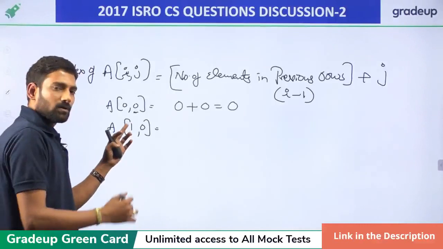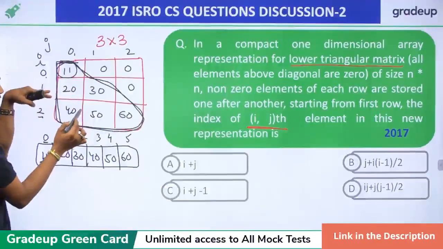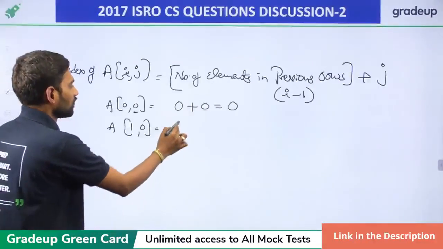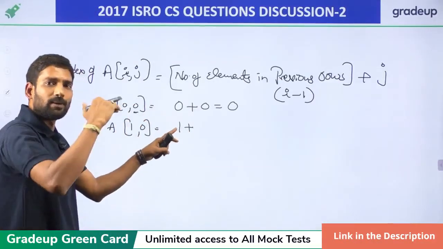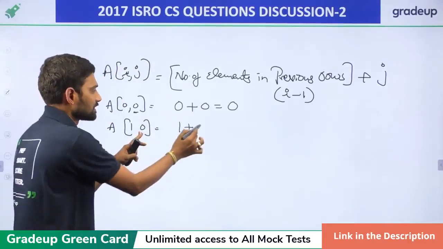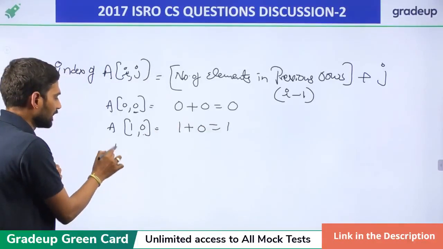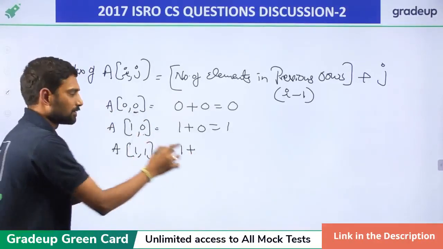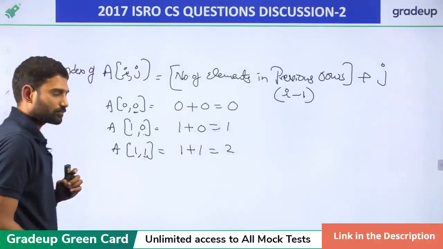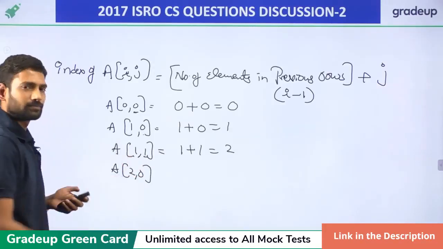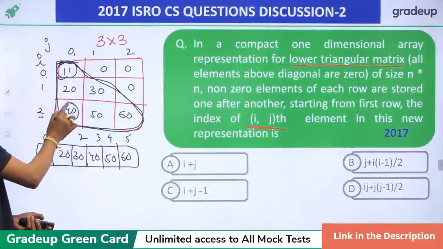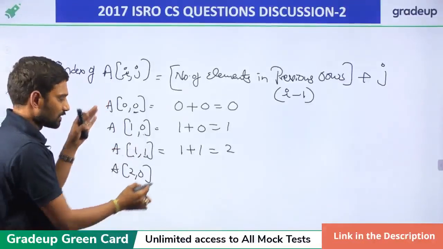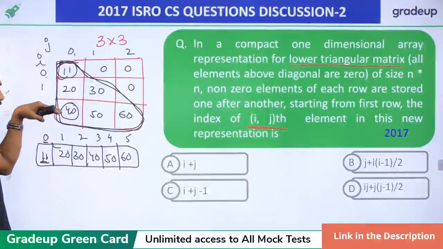So, in this lower triangular matrix, now i is 1. In the previous row, how many elements are there? 1. This is not the i value. How many elements in the previous rows? 1, plus what is j? 0. So, that is 1. Similarly, what would be the A of 1, 1 index? In the previous row, 1 element is there. And what is the j value? 1. This is 2. What is the next element? A of 2, 0. Right? The next element is 40, whose A of ij means A of 2, 0. So, what would be this? Before this row, how many elements are there?